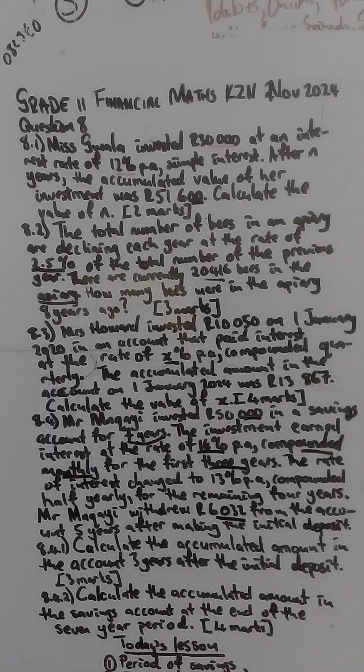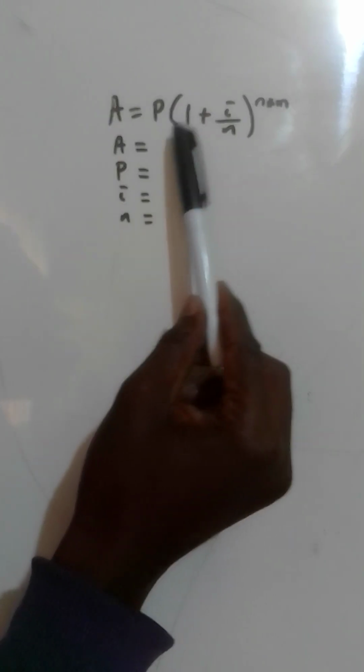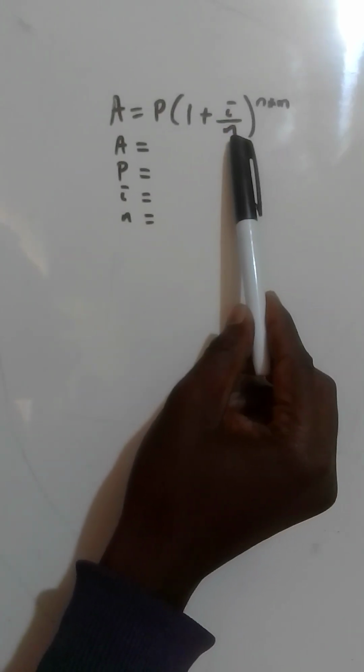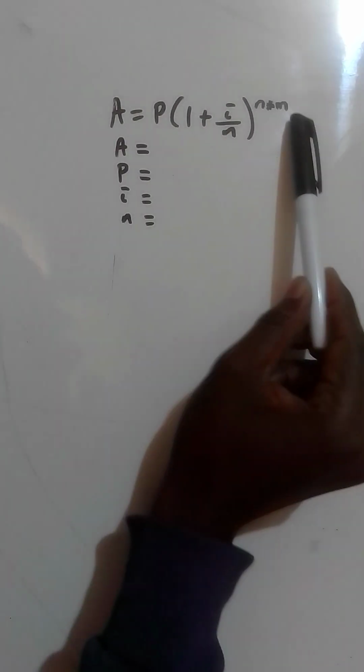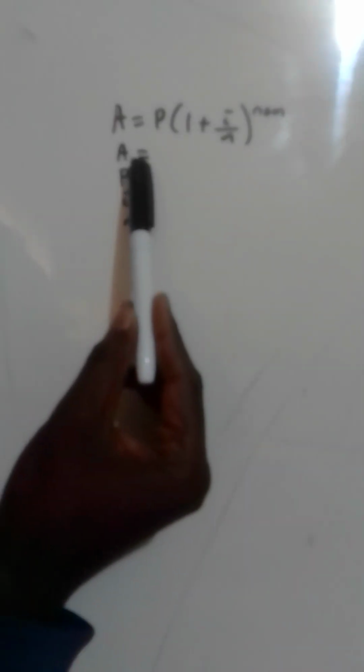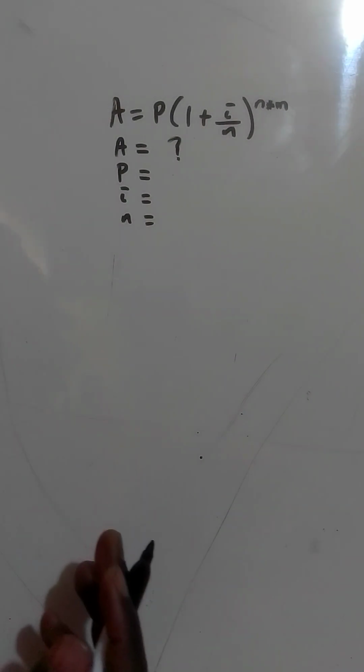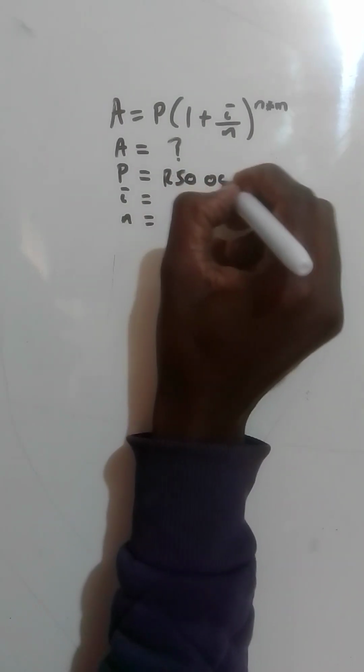So this one, it's easy. Piece of cake. Let's go ahead and calculate. So this is the method which you're going to use, the formula. A is equal to P open bracket 1 plus i, the interest rate over the compounding period, close bracket, to the power of the period multiplied by the compounding period. So the question is asking, after 3 years of making the initial deposit, how much? So the accumulated amount we do not know. This is the unknown. The principal that was initially deposited by Mr. Mungai is 50,000 rands.